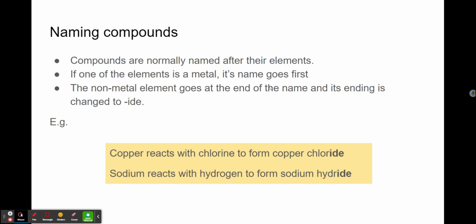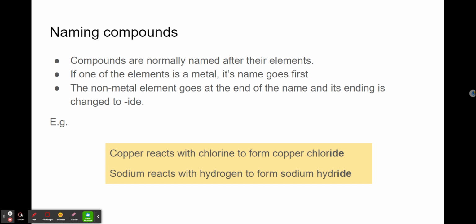And then the final thing to say about this is how we name compounds. If we've got a compound and we've made it from some elements, most of the names of the compounds involve the two names of the elements. So if one of the elements is a metal, its name goes first, and then if the other one is a non-metal, then its name goes at the end of the name, and also we change the ending of it to ide, I-D-E.